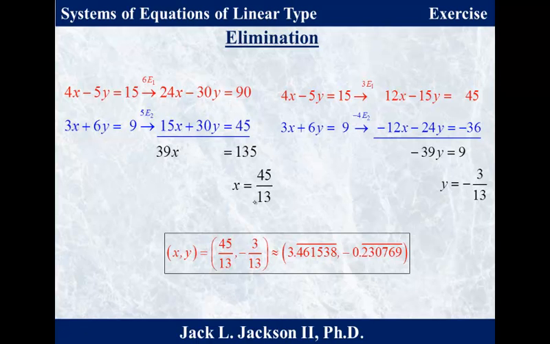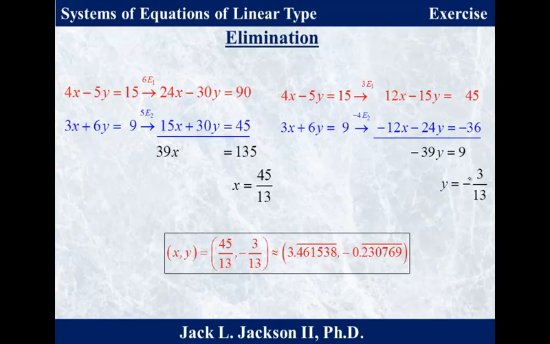Similarly, we can eliminate the x's. Multiply equation 1 by 3 and equation 2 by negative 4 is one way to do that. Multiplying the top one by 3 gives us 12x minus 15y equals 45, and the bottom one by negative 4 gives us negative 12x minus 24y equals negative 36. This time when we add, the x's cancel and the y's give negative 39y equals 9. Divide both sides by negative 39, and we get y equals negative 3/13. Again, the same answer we got before, so that's good.